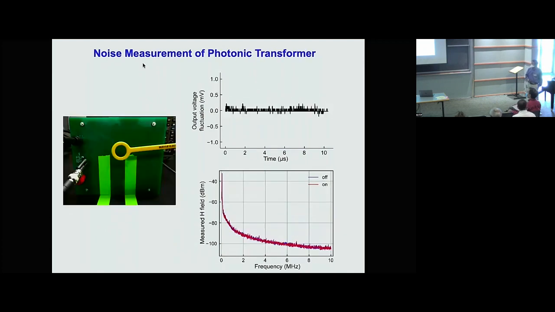Now, if you do the same experiment with our photonic transformer, so here is the same measurement, what you can see is that you can turn it on and off. At least the way we measure it, you wouldn't see a difference. So you wouldn't see any of these noises.